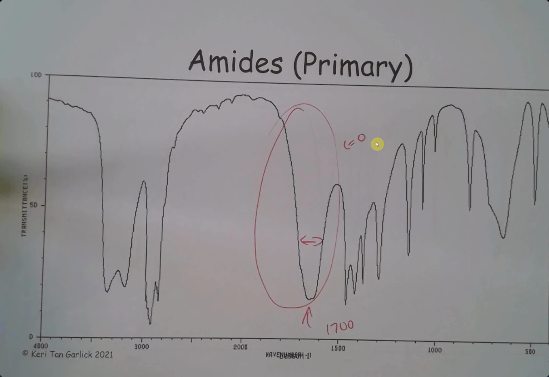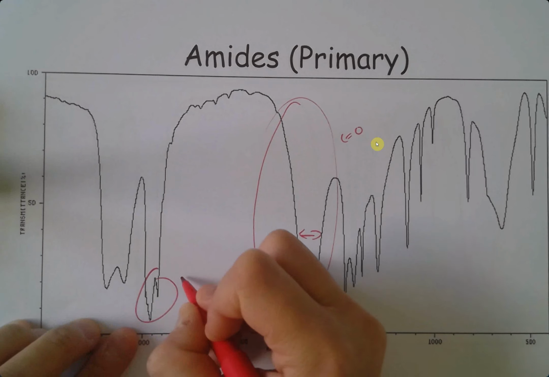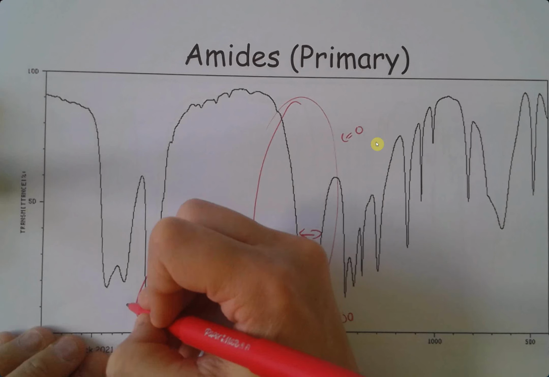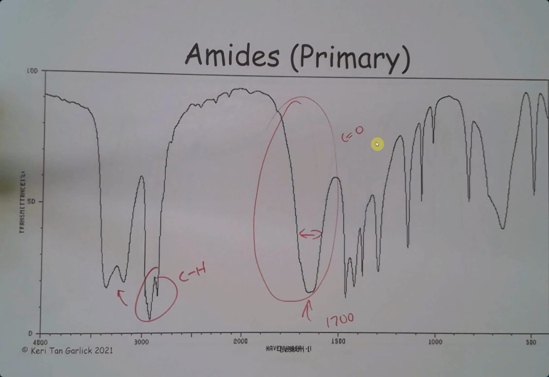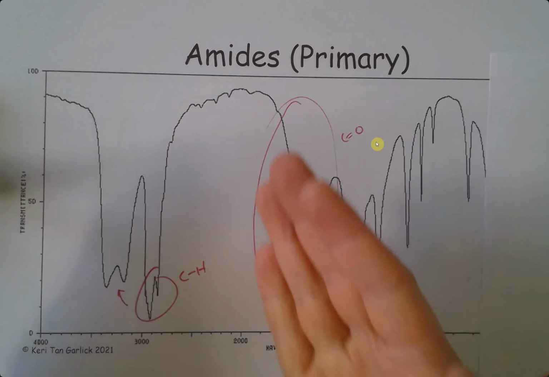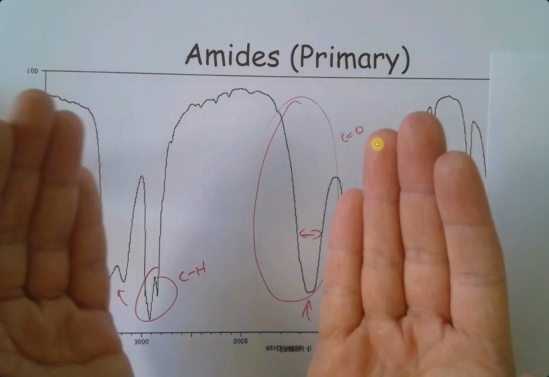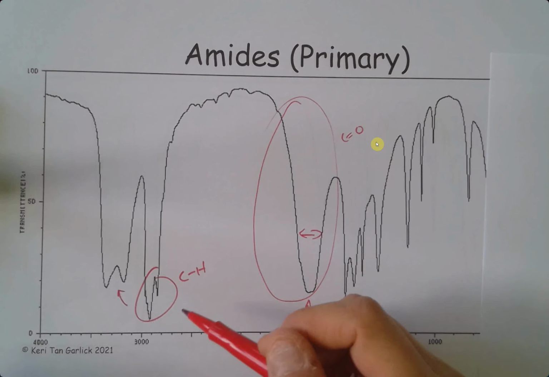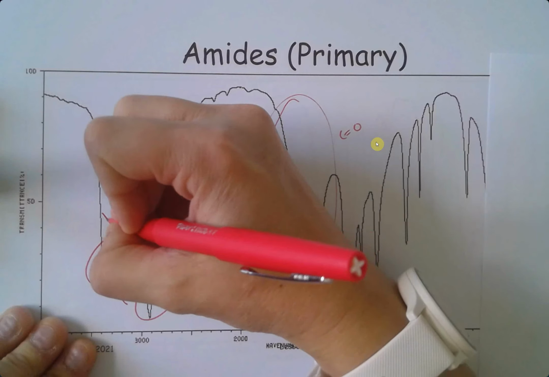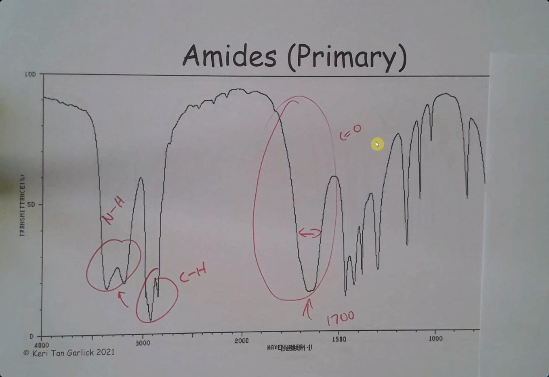The other thing I'm going to use as a reference point is that CH. Now I'm looking over here, and do you see how I see another trough? But you see how that trough does not merge with the CH one. Like the alcohol one. So this actually is your nitrogen-hydrogen absorption peak. That's what you're looking for.